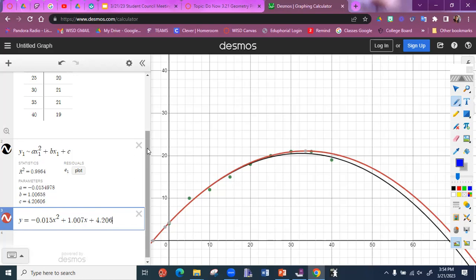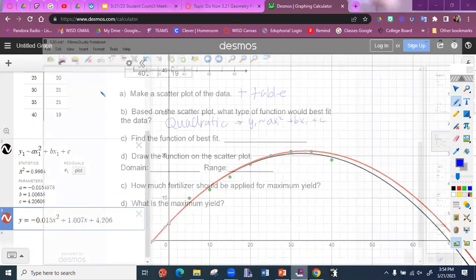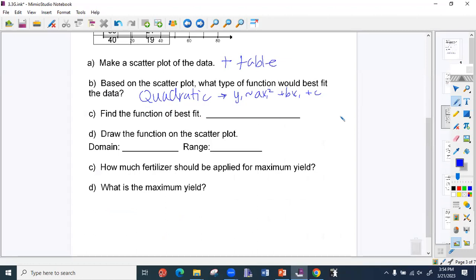All right, so that's the answer. It says, what is the equation that best models this? We made our equation. So it says, find the function of best fit. That's our function of best fit.